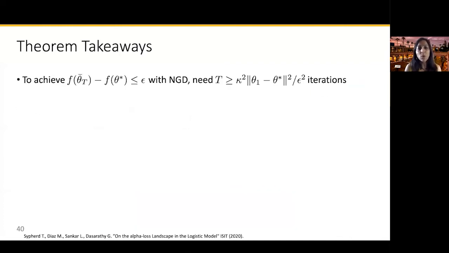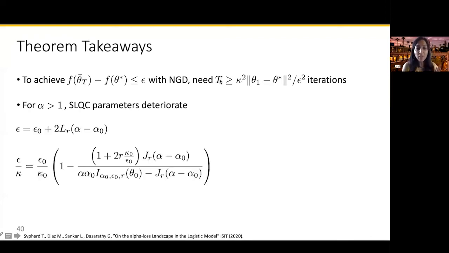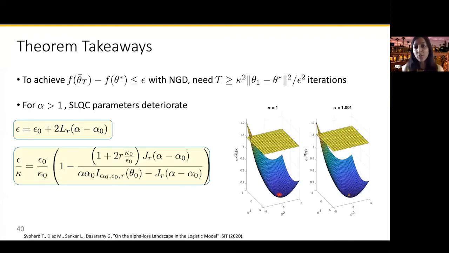All right. So the real takeaways, right? You know that if the radius becomes smaller and smaller, you need more and more iterations. Remember, the radius is epsilon over kappa. So T is inversely proportional to the radius. So clearly for alpha greater than 1, the SLQC parameters deteriorate. Okay. All right.